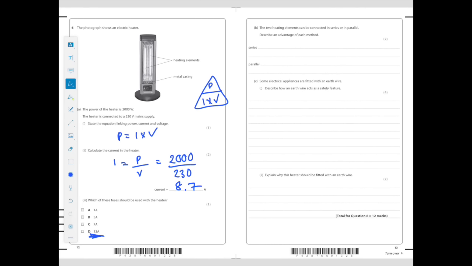Explain why this heater should be fitted with an earth wire, and the obvious thing here is because it has a metal casing, and remember metals are good conductors of electricity.